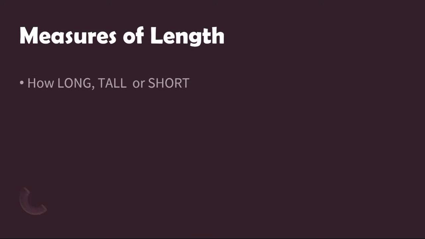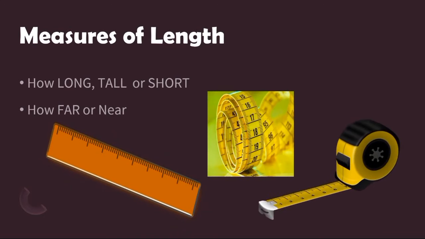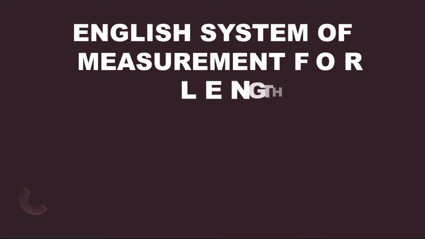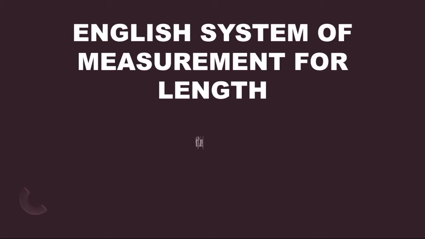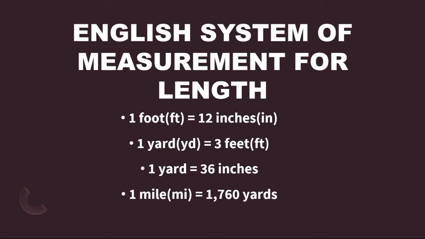Measures of length. Usually it tells how long, tall, or short, how far or near. So in short, it tells distance. The common devices we use are the ruler and measuring tape. English system of measurement for length: 1 foot is equal to 12 inches, 1 yard is equal to 3 feet, 1 yard is equal to 36 inches, 1 mile is equal to 1,760 yards or 5,280 feet. And before we continue, it's trivia time!